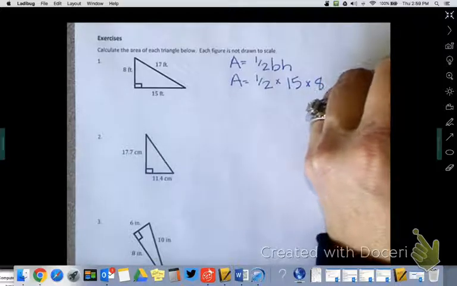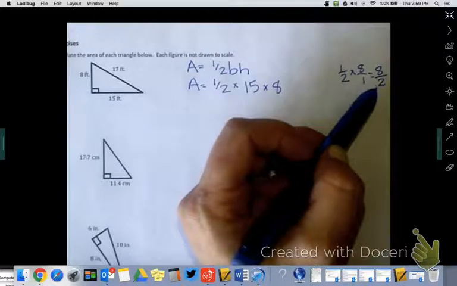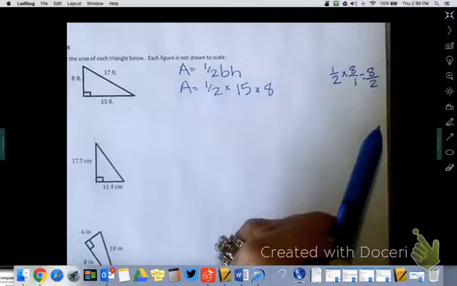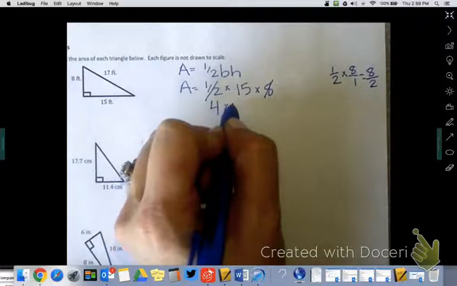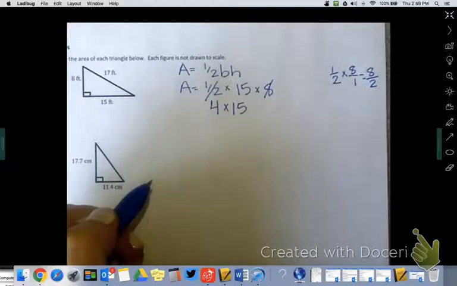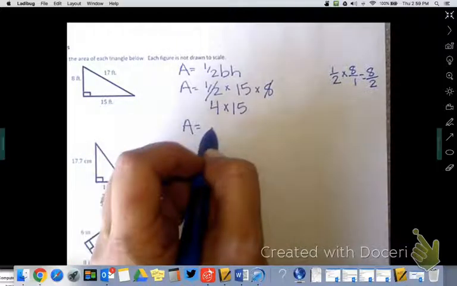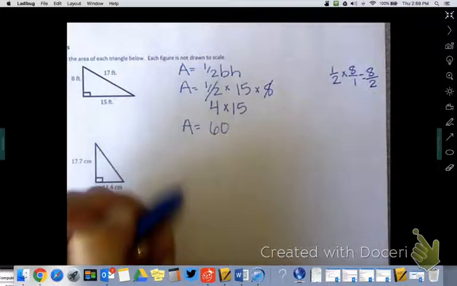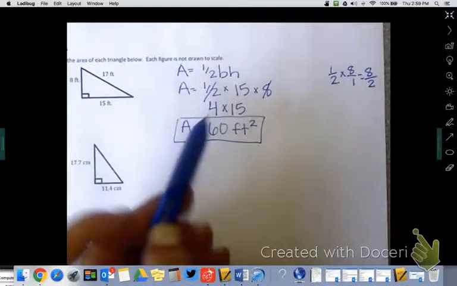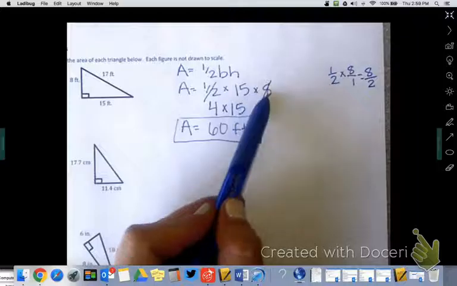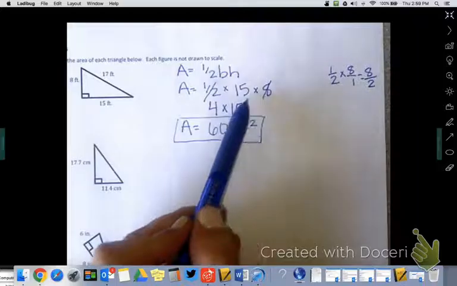1/2 times 8 equals 8 over 2. What's 8 divided by 2? Oh, sorry, you can't see it. There we go. What's 8 divided by 2? 4. So half of 8 is 4. Then I'm going to multiply 4 by 15. If you're not sure what that is, go ahead and grab your calculator. Area equals 60. My units would be feet squared. That's my final answer. So I took half times my height times my base. Again, you can change the order of a multiplication problem and it doesn't change the answer.